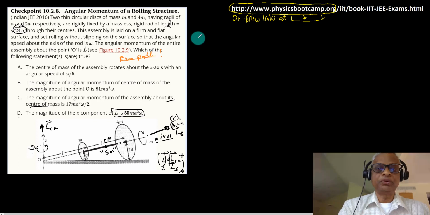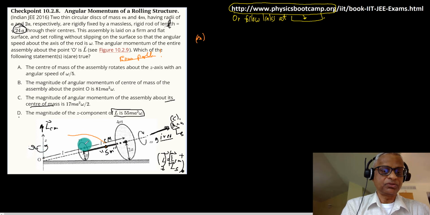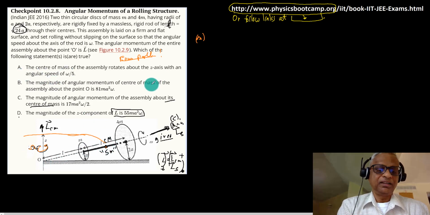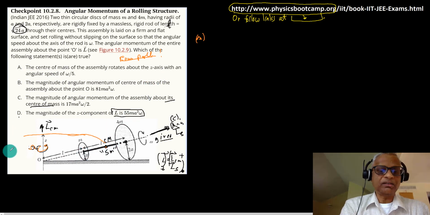So if you look at A, we want to know how the center of mass, so this is omega, so we want to know omega. So do I need to know where the center of mass is for A? Not really, because the entire structure will be going around. And so if we just look at this motion, this will return.